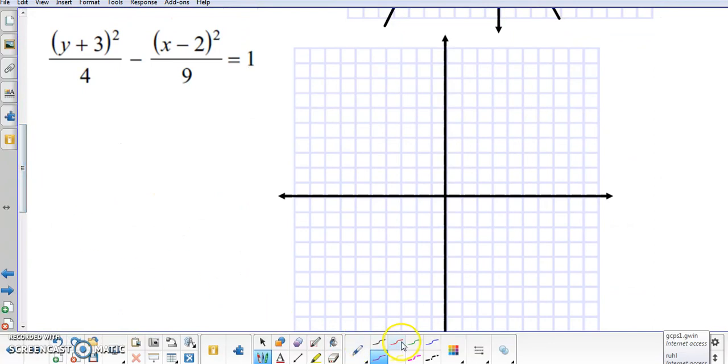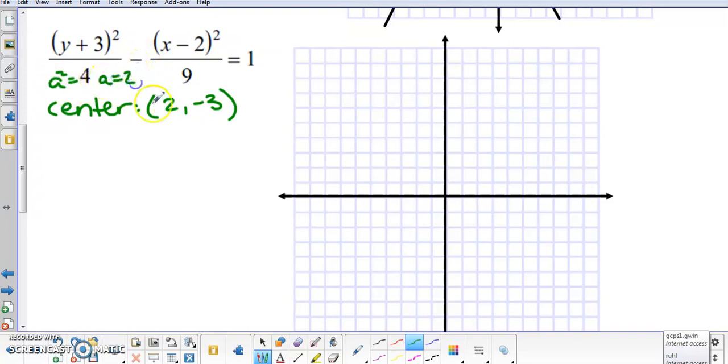All right? Right here, just like that as well. We've got over here, my center is going to be at (2, -3). And right here, if I'm looking at this, I'm thinking ellipses, and I want to make this be my vertex, but it's not. Remember, my a squared is always on the left as long as it's before the subtraction sign. So that means that a equals 2.